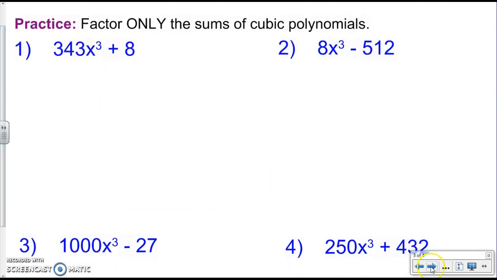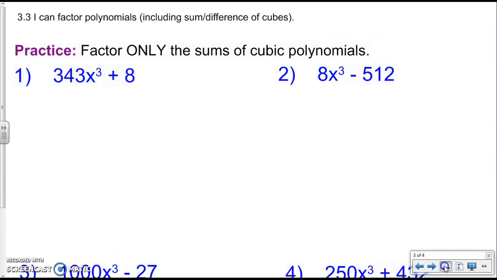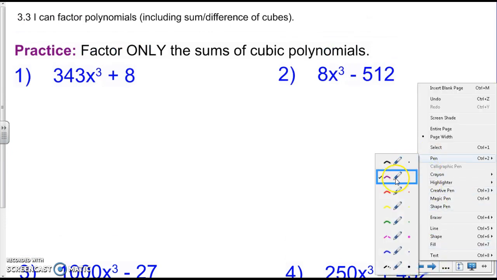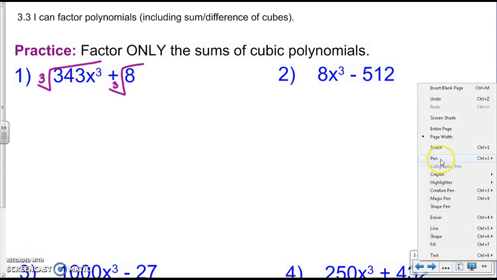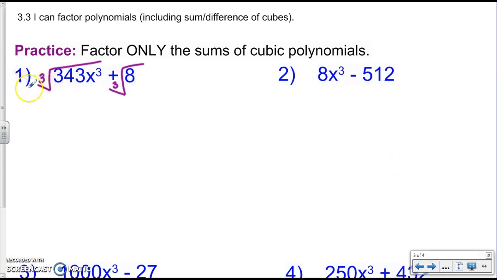So if we go ahead and do these, what we're going to do is take the cube root of each part. So we're going to do the cube root of 343 and the cube root of 8. To do these, we're going to start by finding the cube root of each part. So the cube root of 343 is 7. And the cube root of x to the third is just x. So this is our a term. And then the second part is the cube root of 8, which is 2.